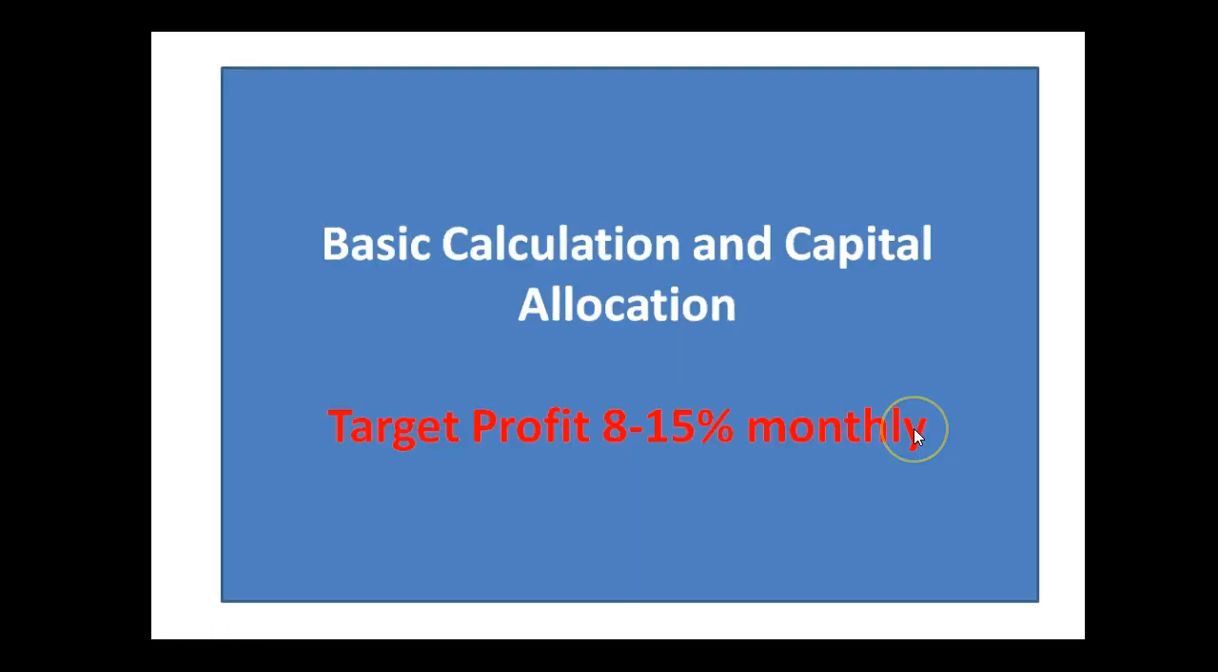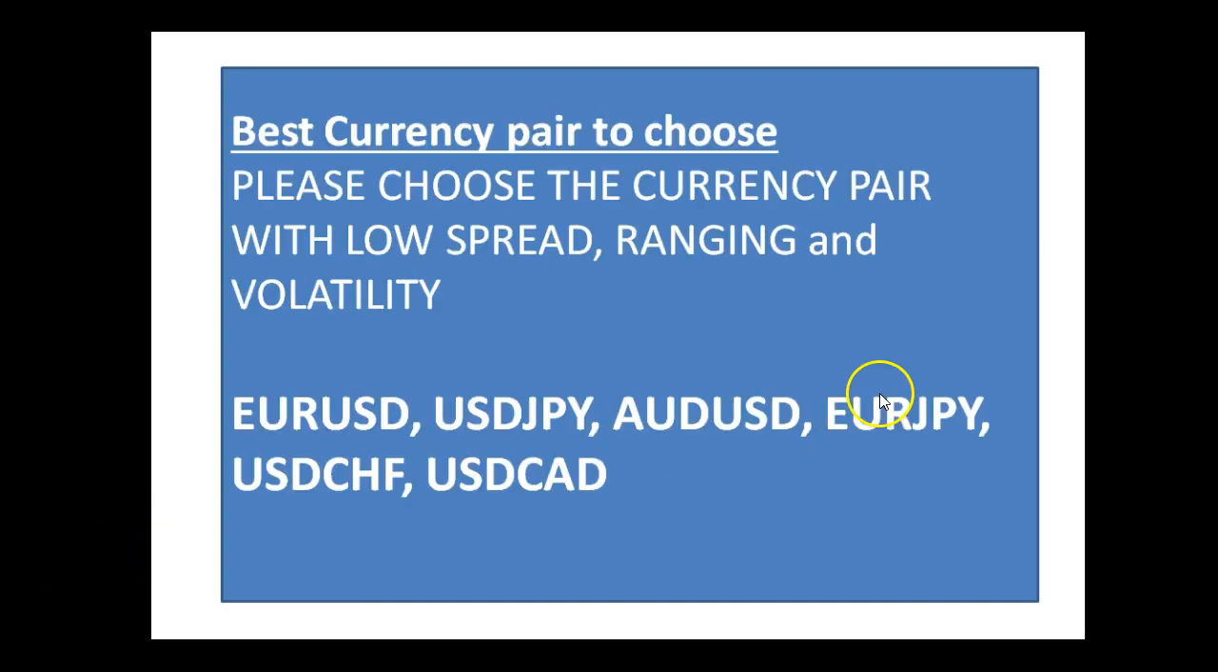First is basic calculation and capital allocation. Our target profit here will be 8 to 15% monthly, based on your capital and also your settings. We need to know first the best currency pair to choose. We have a reminder here: please choose a currency pair with low spread, ranging, and with volatility.